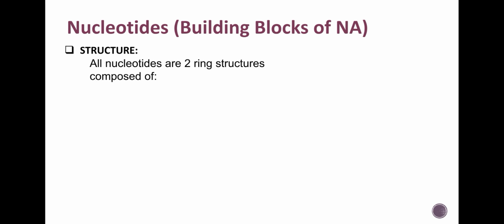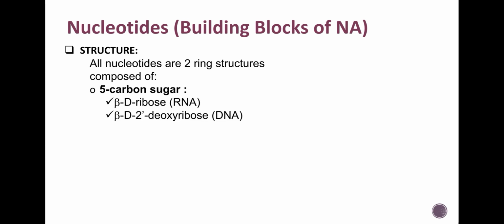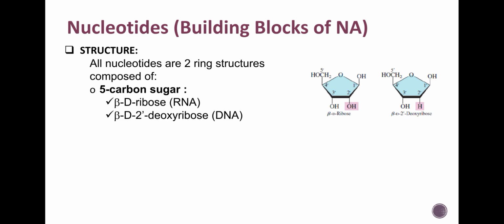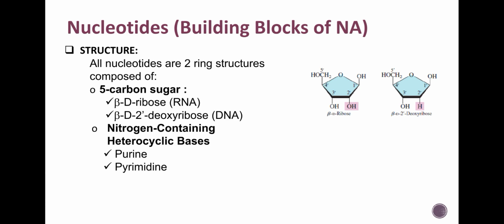All nucleotides are composed of a 5-carbon sugar, either a beta-D-ribose for RNA or a beta-D-2-deoxyribose for DNA. It also has nitrogen-containing heterocyclic bases. We have the purine and pyrimidine. And the third subunit is the phosphate group.